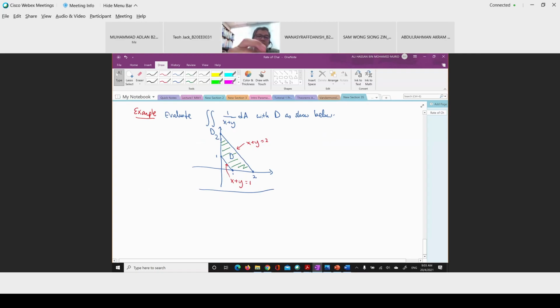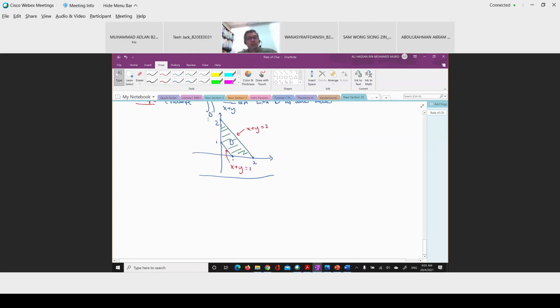So how do we evaluate this integral over such a domain D? Here we have to split the given domain D into two parts. One way. Let me redraw this diagram again. So here we have the y-axis, the x-axis. One way we split the domain into two parts here. Let's call it D1 and D2.